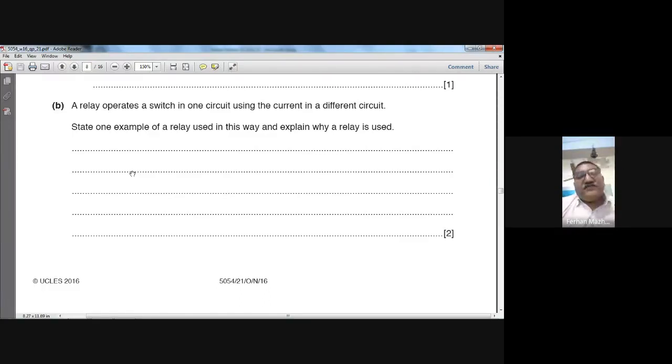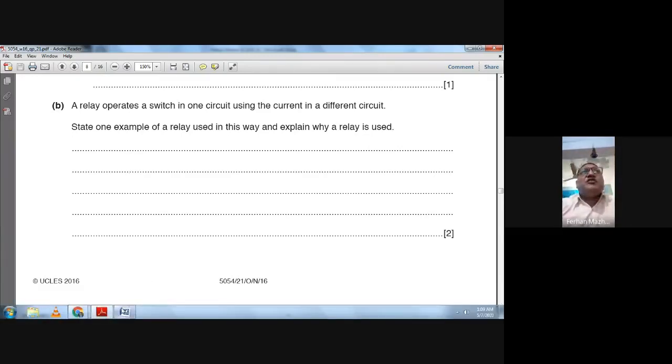A relay acts as a switch. It is in circuit one and acts as a switch for circuit two. Circuit one, whose switch is in our hand, has very low current. So we touch its switch and it gives current to the relay, and the relay acts as a switch for circuit number two, which has high current and high voltage. So we are operating a switch with low current and low voltage, controlling a relay, which acts as a switch for another circuit with high current and high voltage. We do not want the operator to touch a switch for a circuit with high voltage and high current, because that can be dangerous. So I have written this answer.